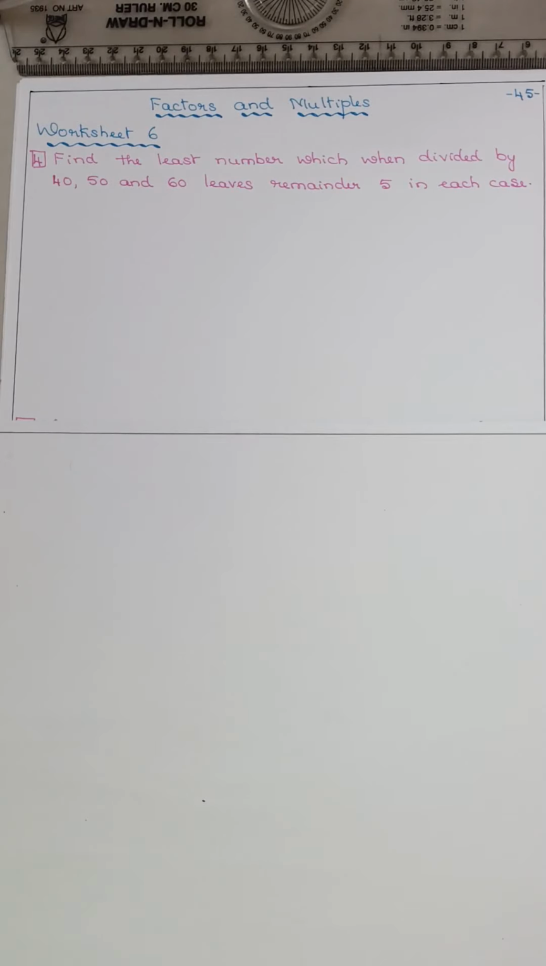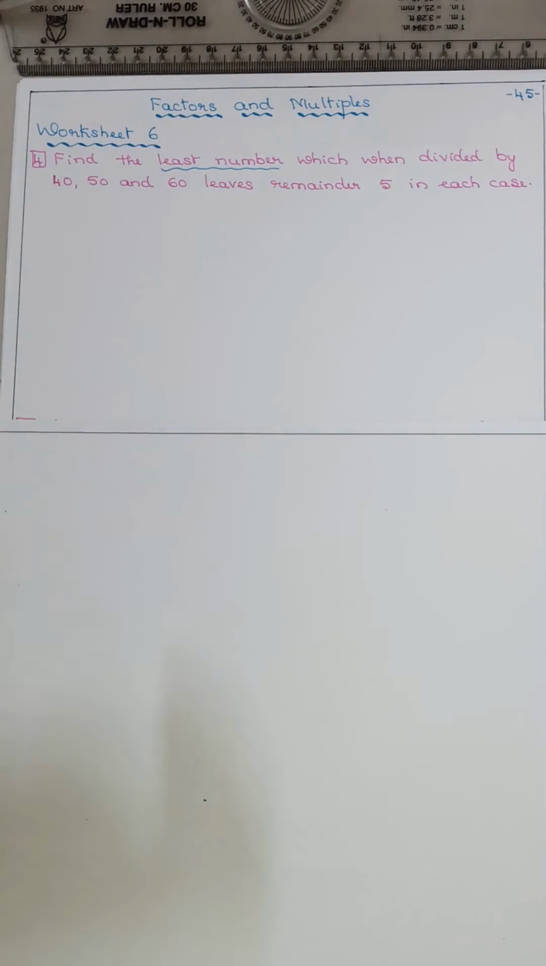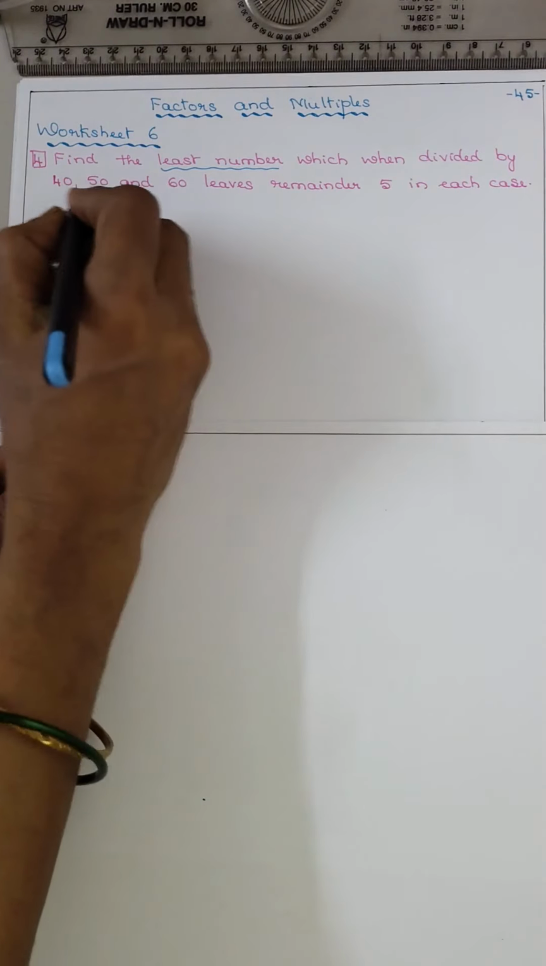Find the least number which when divided by 40, 50 and 60 leaves the remainder 5 in each case. Remember, in the example we have discussed, whenever they ask the least number, we have to find out the LCM, and the remainder is there. So first find out the LCM, then add the remainder, isn't it? Hope you remember.